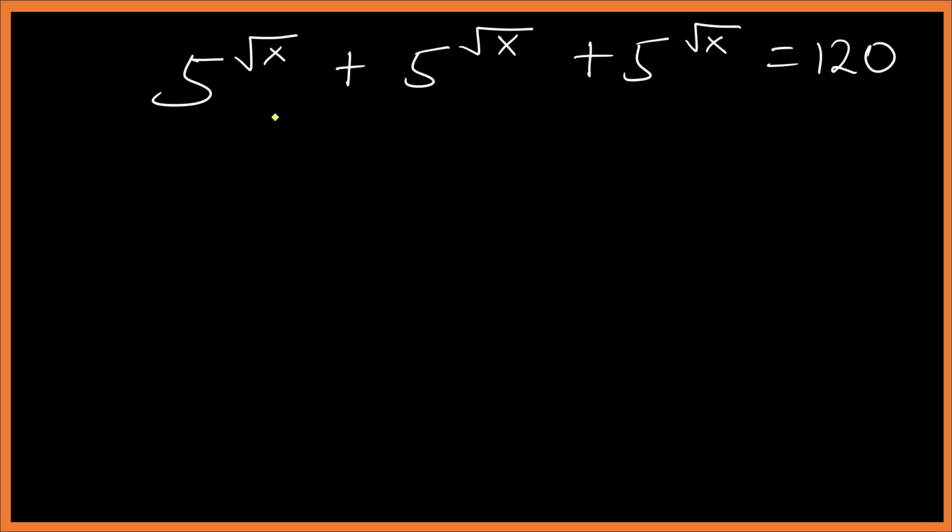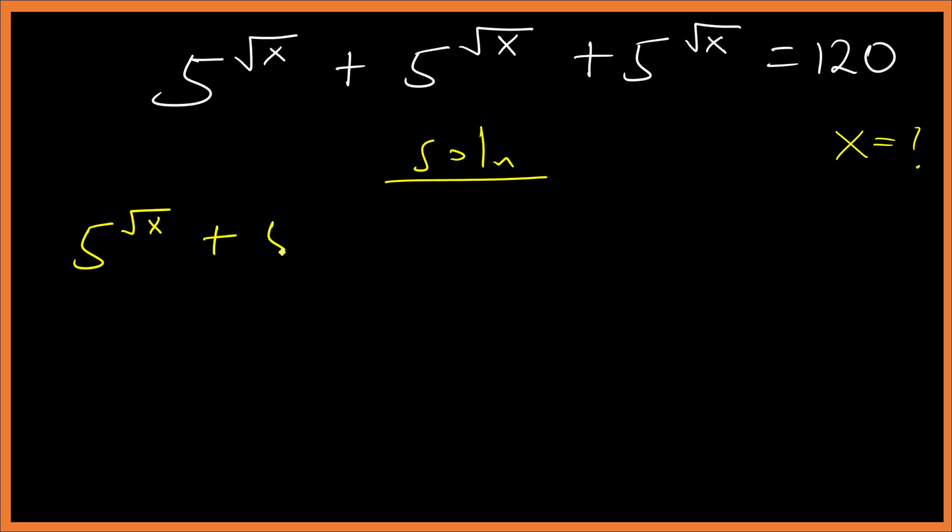Now let's solve for x here, okay? So let's solve x solution. Now we are given 5 raised to root x plus 5 raised to root x plus 5 raised to root x equals 120.